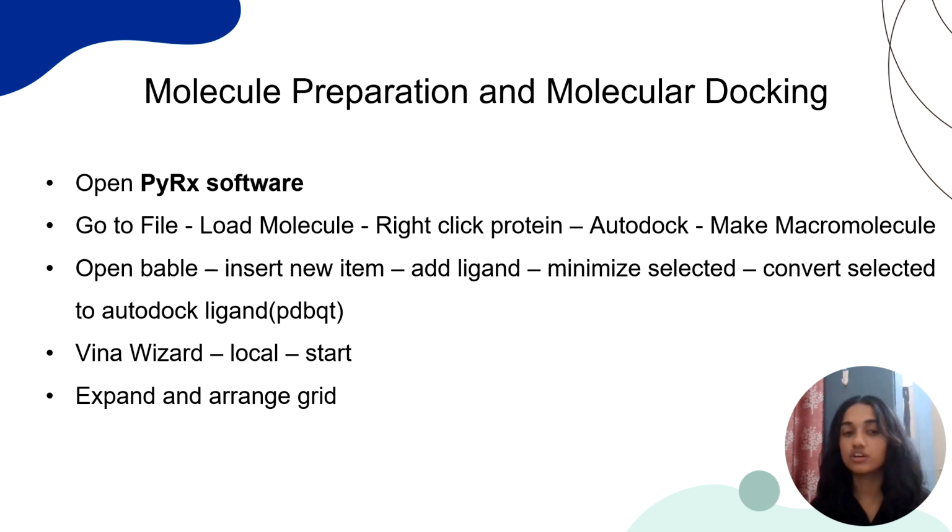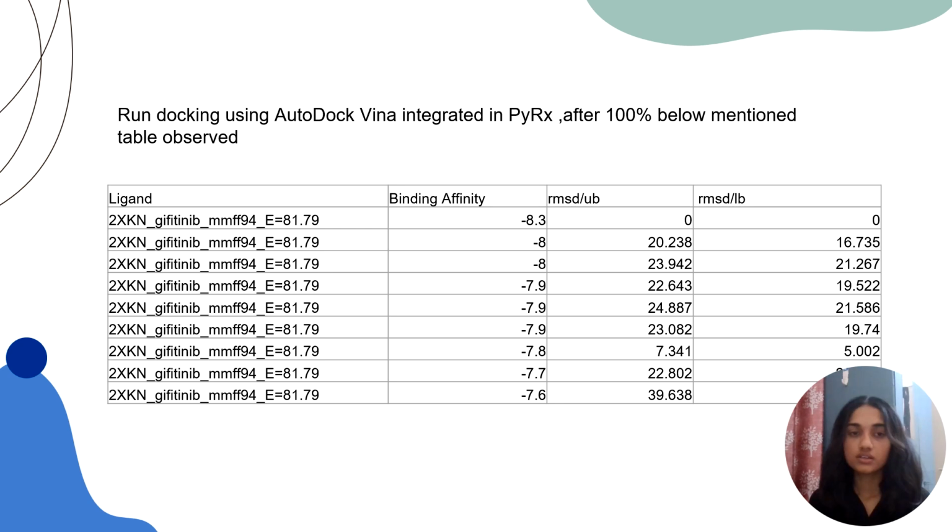Followed by this, we have to expand. A grid appears around the sides of the protein, and we can adjust the grid size so that the protein stays inside the grid. Next, we run docking using AutoDock Vina integrated in PyRx, and after it reaches 100% completion, we observe the table below in which the binding affinity is mentioned. It is used to find the binding affinity and also the RMSD upper bound and RMSD lower bound.